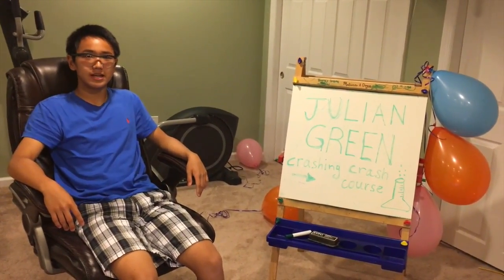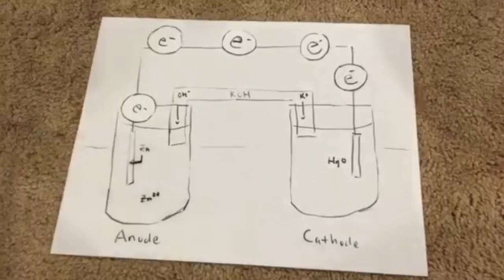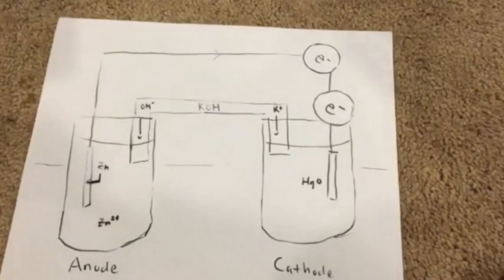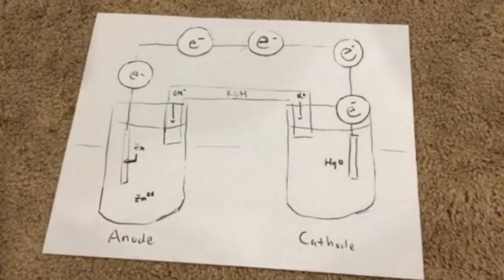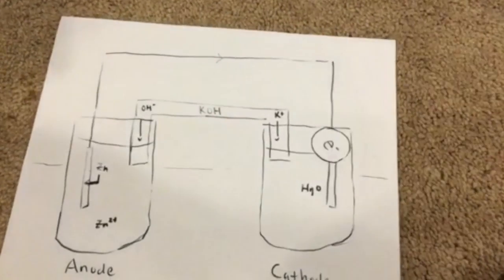In order to understand how a battery is made, let's go to our thought bubble. In order to create a battery, Walter created 2 half cells, a cathode and an anode. The cathode undergoes reduction, remember red cat, while an anode undergoes oxidation, remember an ox.